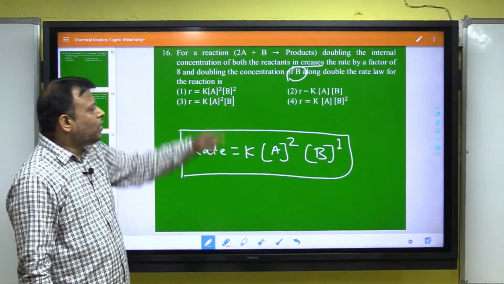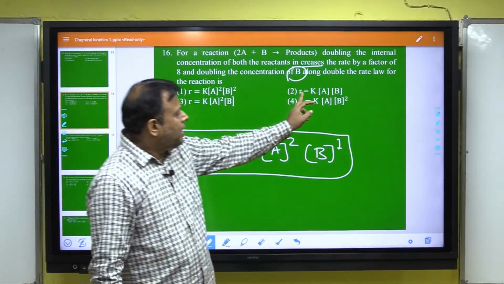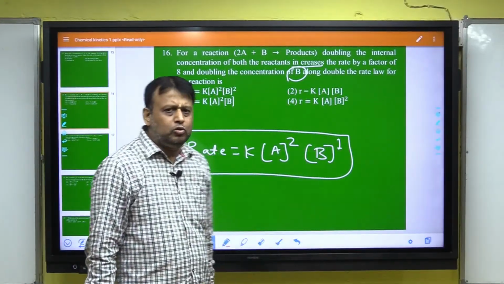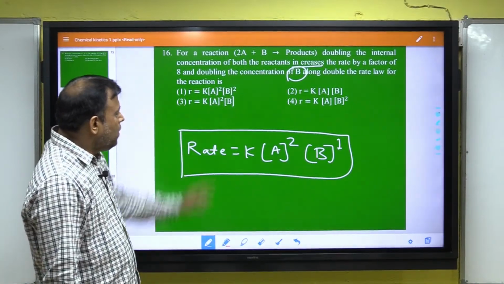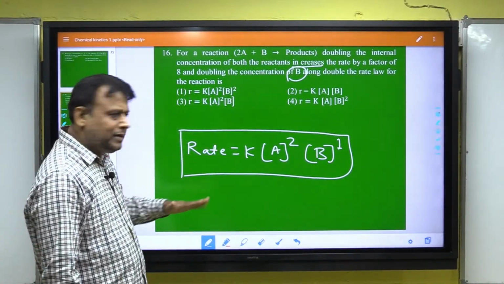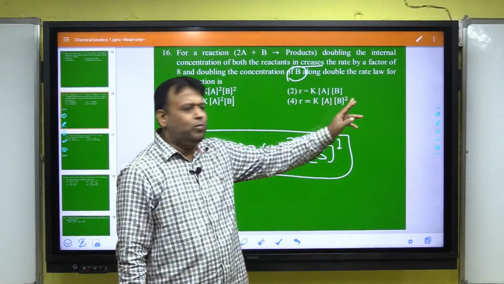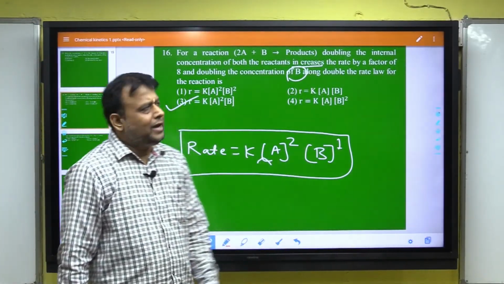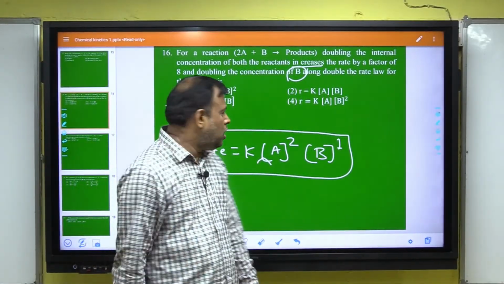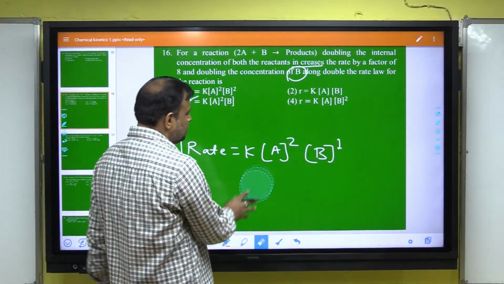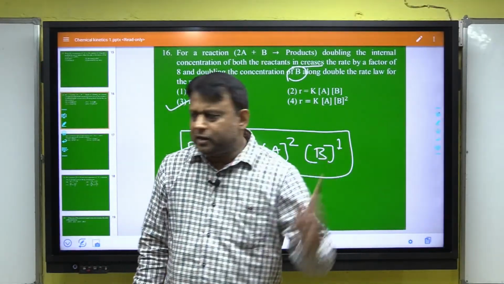First option, rate equal to K, A to the power 2, B to the power 2. No. Rate K, A to the power 1, B to the power 1. No. Rate K, A to the power 2, B to the power 1. Yes. And rate K, A to the power 1, B to the power 2. No. Hence option number 3 is correct. Is it clear? Text me fast.